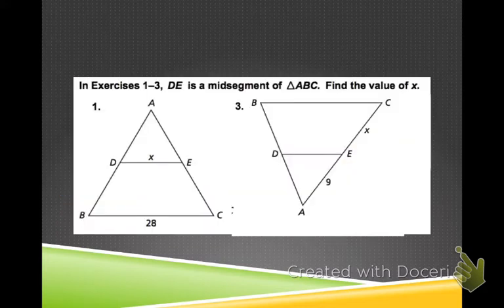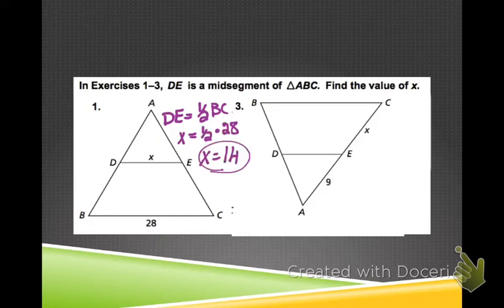So let's use this. DE is a mid-segment of triangle ABC. So we know that DE is not only parallel to BC, but it is exactly half the length of BC. So I'm going to put in X for DE and 28 for BC, and I know that DE, or X here, is 14 units long.